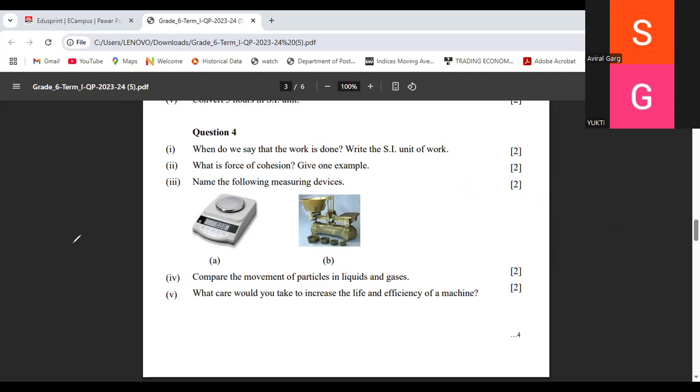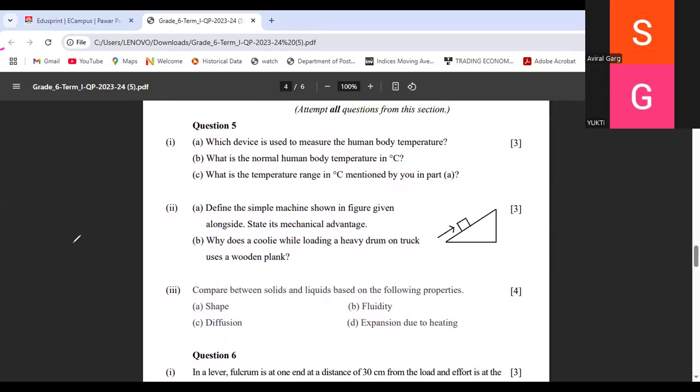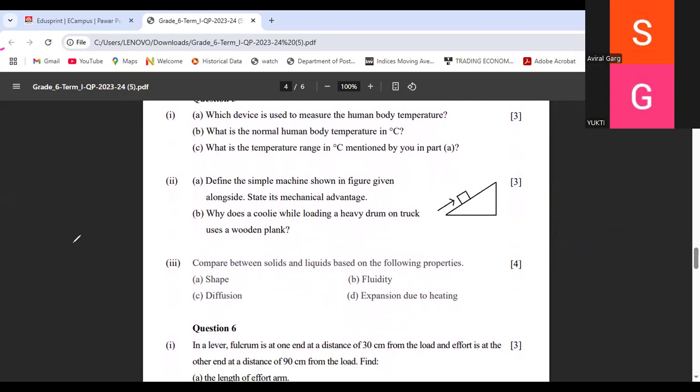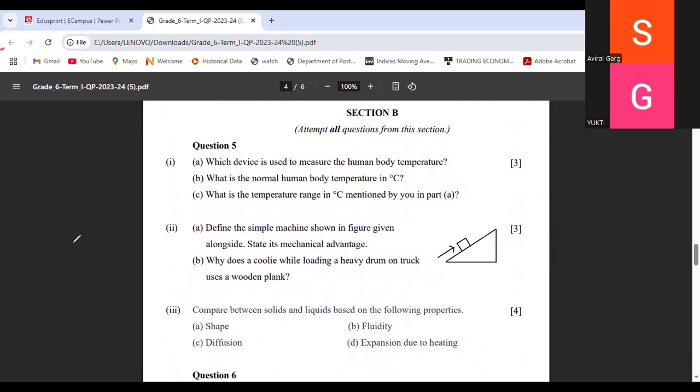See, the paper would not be that hard if you study, okay? Be thorough with the numericals, I said. Name the device used to measure the human body temperature. Very easy question. It is thermometer. In such questions, if you make spelling mistakes, you will not be awarded any mark. Okay, 1 mark question.